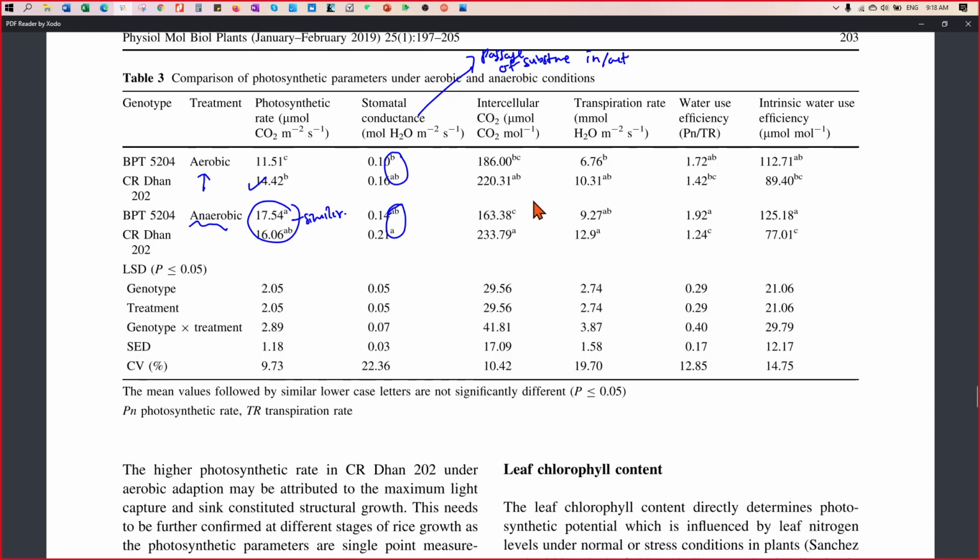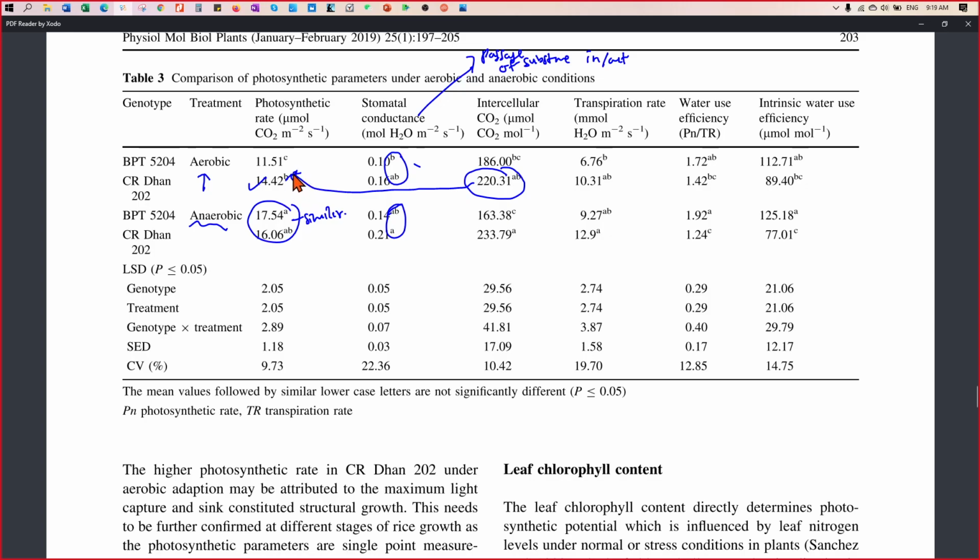What about the intercellular CO2? Intercellular CO2 simply means the content of CO2 in between cells, not inside the cells. And yes, for the CR, you have higher intercellular CO2. When you have high intercellular CO2, it means your plants have more CO2 to do photosynthesis. And this is actually translated here.